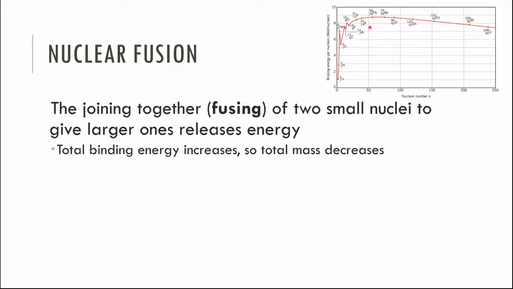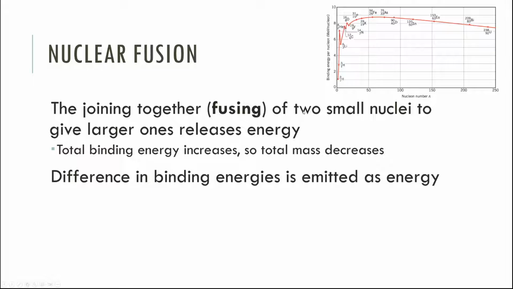All right, you'll notice then something happens with iron, which is why we have two different regions of the graph and two different types of nuclear reactions. That's the big idea. But the difference in the binding energy, if we think about what we did last time, is what gets emitted as energy. So let's take an example here.